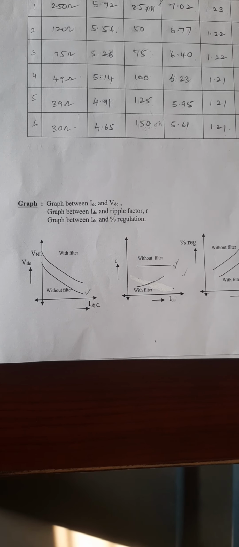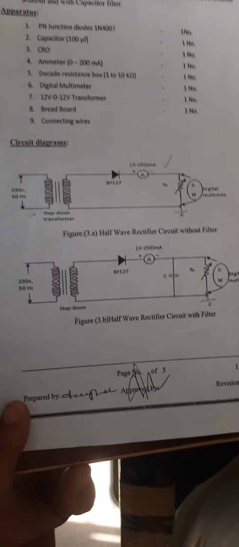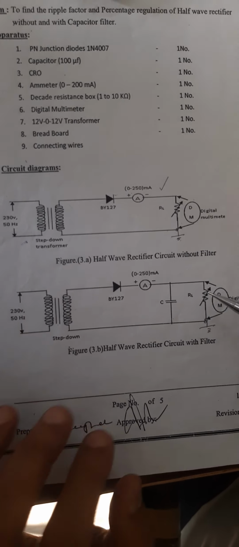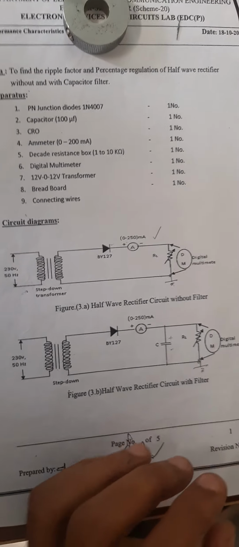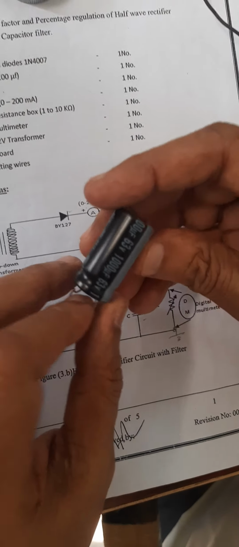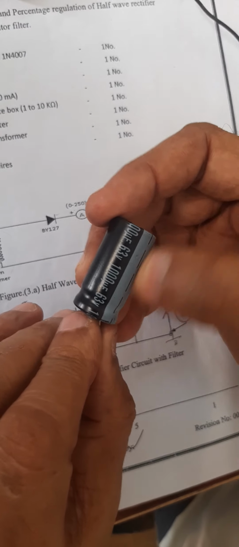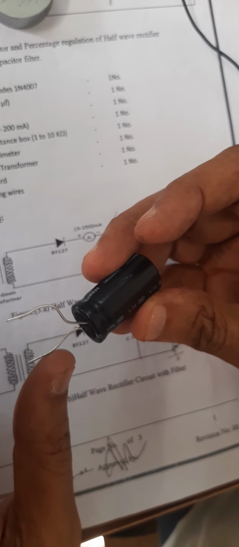Now we go for the with filter circuit. Other things are the same, the only thing is we are going to add a capacitor across this one. This is the positive and this is the negative. This is the capacitor I have chosen here, 63 volts with 1000 microfarads. The negative terminal will be shorter compared to the positive one. So this terminal I am going to connect across this load resistor.